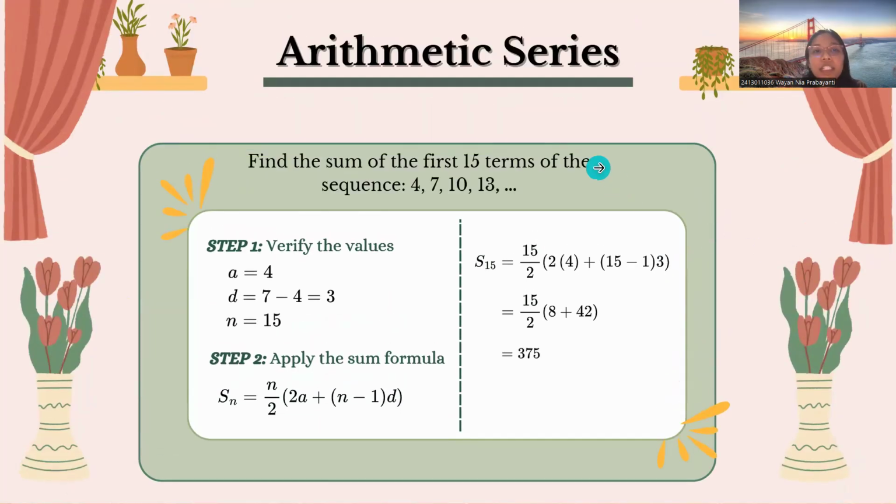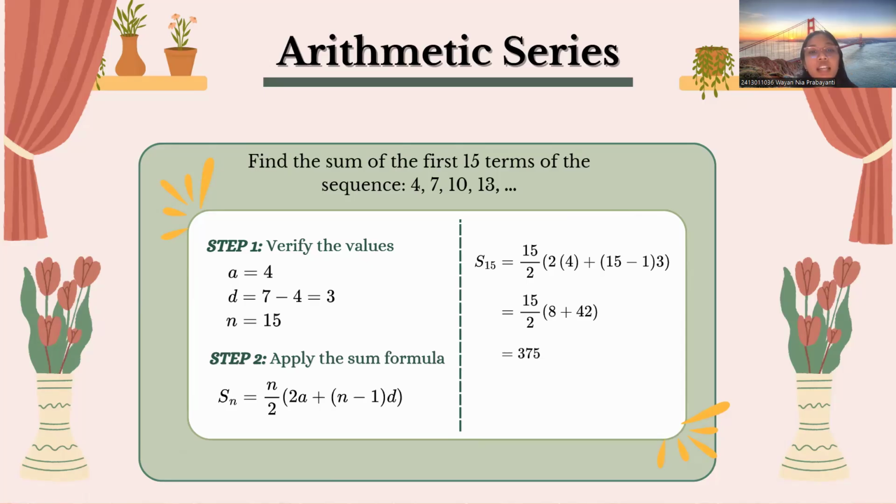The example is: find the sum of the first 15 terms of the sequence 4, 7, 10, and 13. Step 1, we need to verify the values. So a is 4, d is 7 subtract 4 equals 3, and n is 15. And step 2 is we need to apply the sum formula.